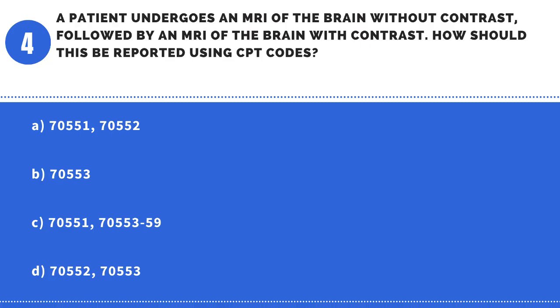A. 70551, 70552. B. 70553. C. 70551, 70553 with modifier 59. D. 70552, 70553.